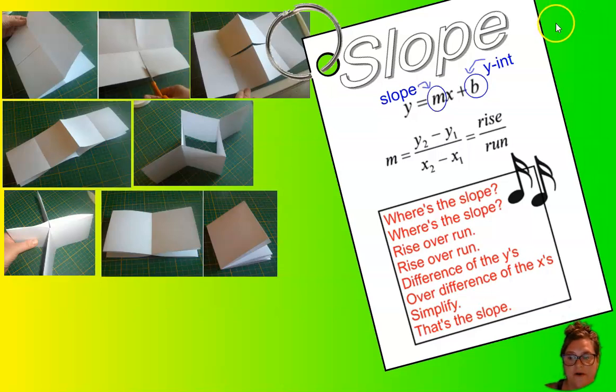Hey, welcome to our notes for the slope of a line. This is review from Algebra 1, so we're going to go through it pretty quickly.